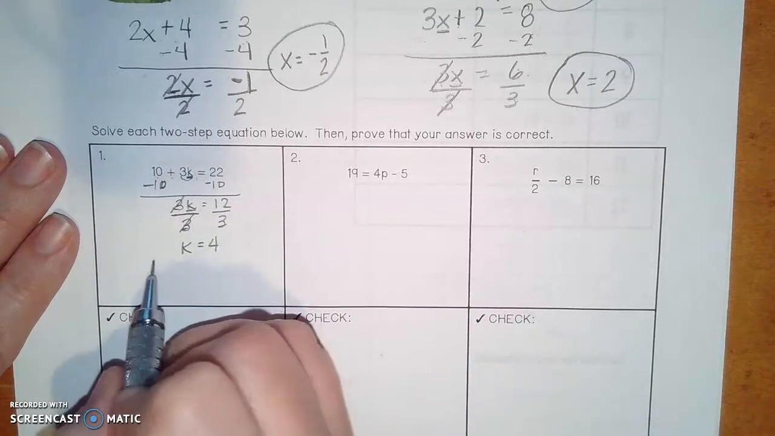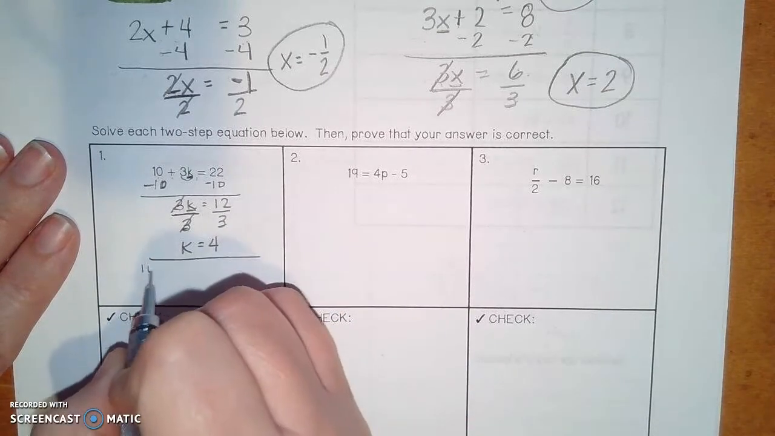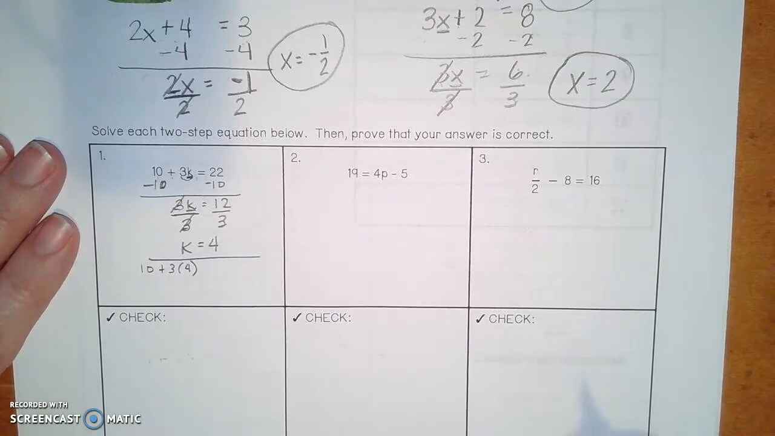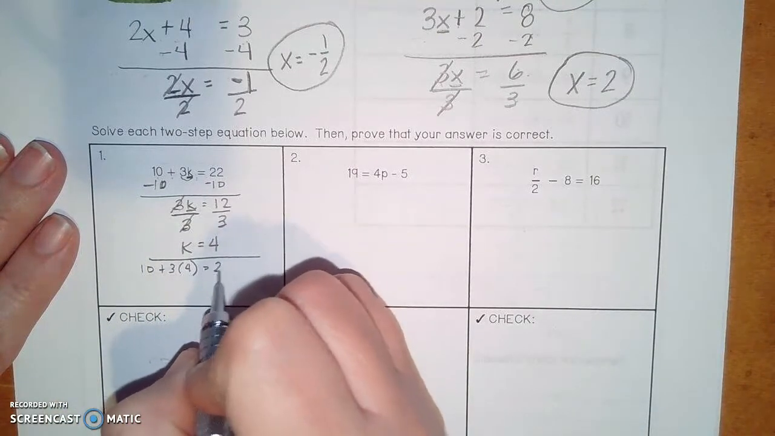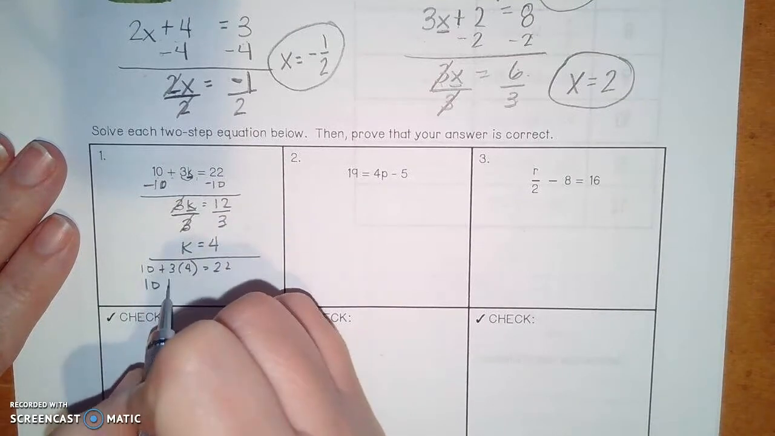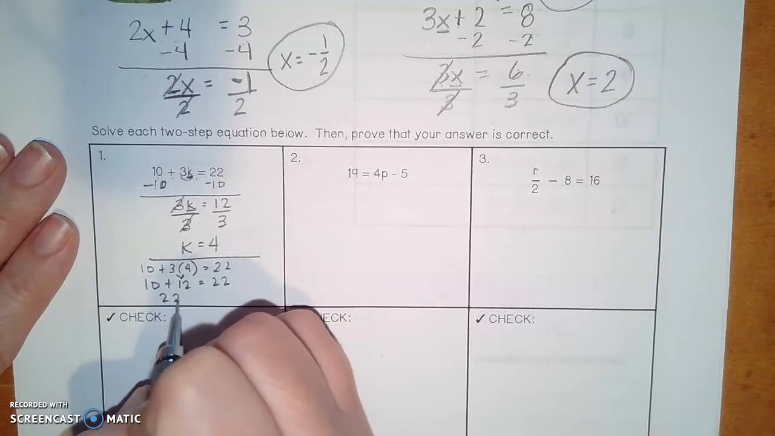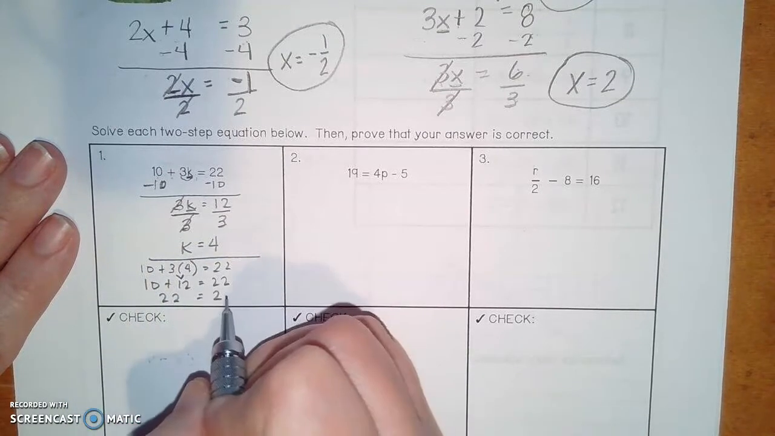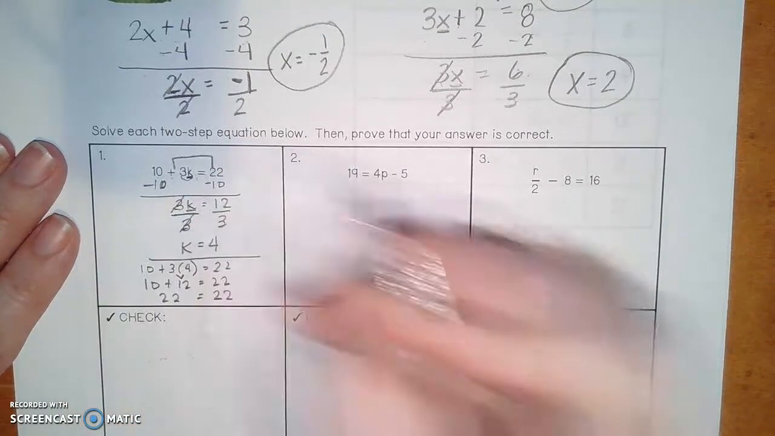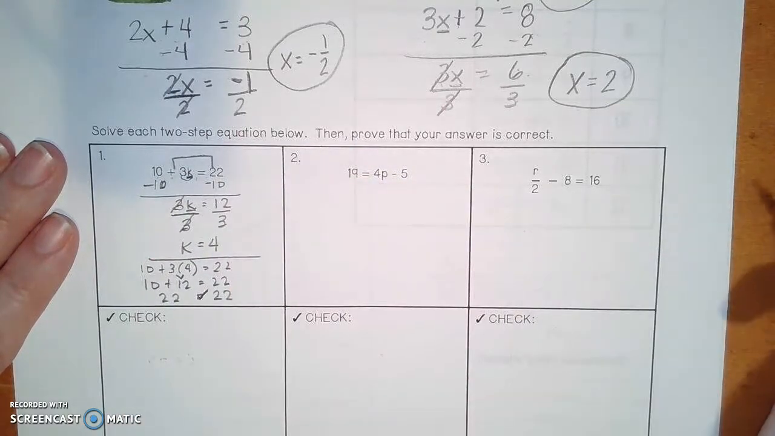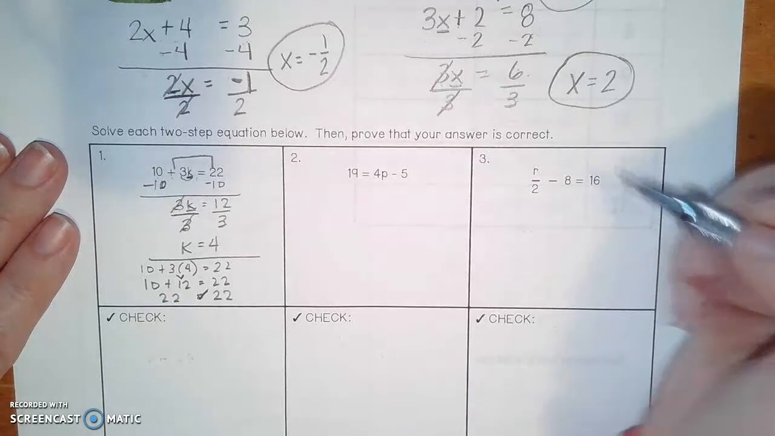So in order to check, I can go 10 plus 3, and I'm going to replace that k with the 4, and I'm going to say is equal to 22. Now I have 10 plus 12 is equal to 22, and 22 is equal to 22. Therefore, I know that this is a balanced equation, right? So that's my way that I can check, yes, it worked. Okay, let's go to this side.